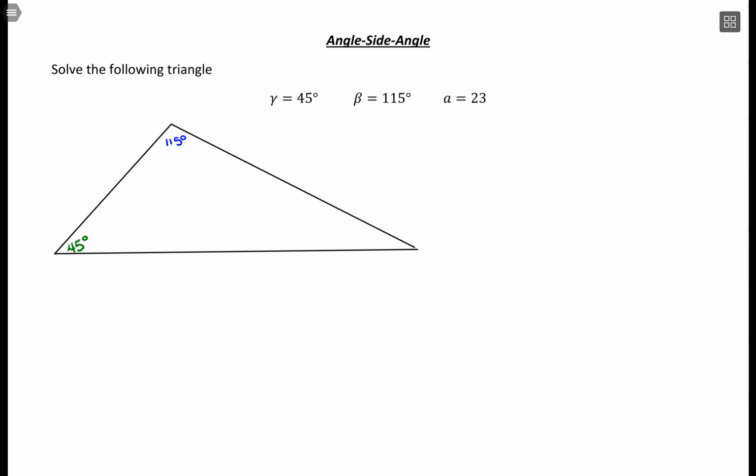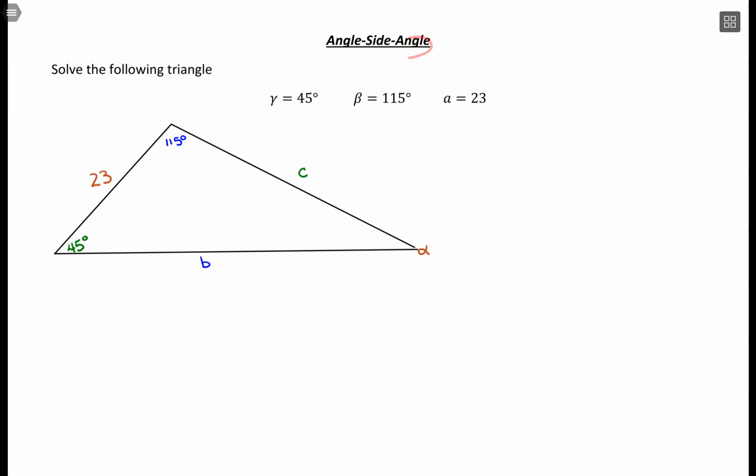So if that's beta, then opposite of that is B. If we have the 45 degrees as gamma, then C is opposite of that. So what we have missing is alpha and A, which they actually give us that A is 23. So there I have my pairings with my letters and angles, and now we're going to go into the law of sines. So this is angle, side, angle, where those are the pieces that we know.